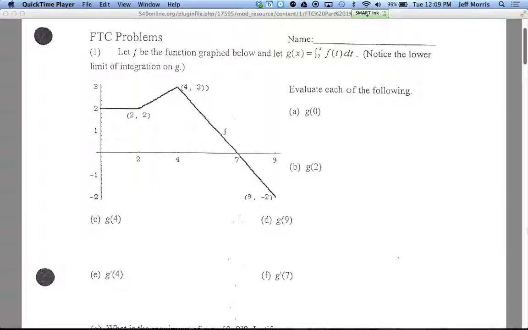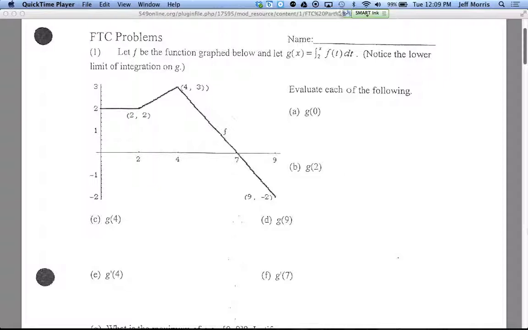So we've got the function f. This f is made up of a piecewise function. You have a horizontal line here, a line with a positive slope, and a line with a negative slope. And then it says g of x is equal to the definite integral from 2 to x of f of t dt. Notice the lower limit of integration on g. Now g is not the same thing as f of x. Somebody explain to me what g actually is here.